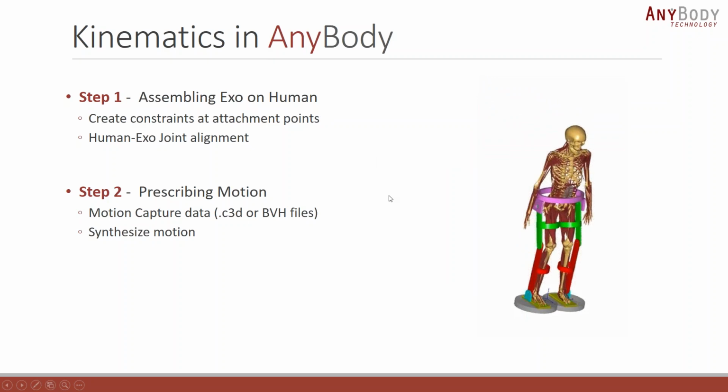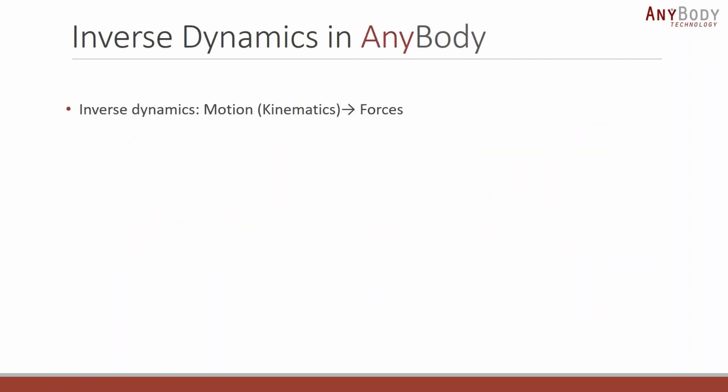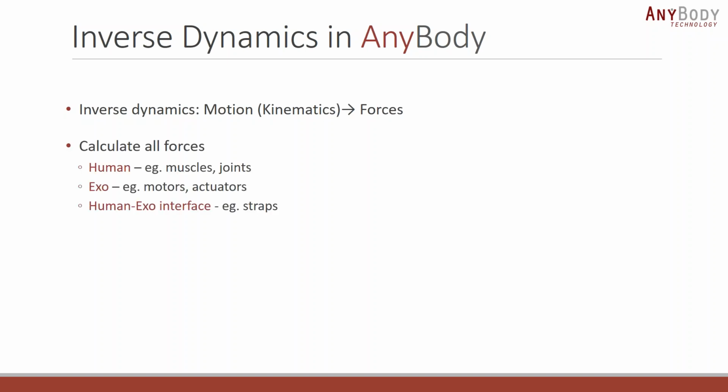So that gives you a quick overview of the different ways in which you can impart motion to your man-machine system. Now that we have our motion in place, the next step is to run inverse dynamics, where we calculate the forces which accompany the motion. The goal of inverse dynamics, as I just mentioned, is to take the motion that you see in kinematics and then calculate the forces that are actually producing the motion. So in a way, you're trying to reverse engineer the forces based on the motion that you see, and hence the name inverse dynamics.